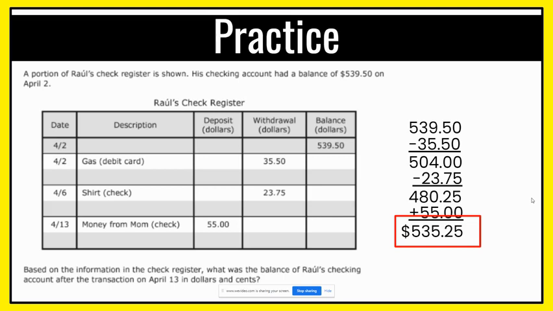$535.25. Okay? So whenever you're balancing a check register, all you're doing is taking your starting balance, you're subtracting any withdrawals, and adding any deposits.